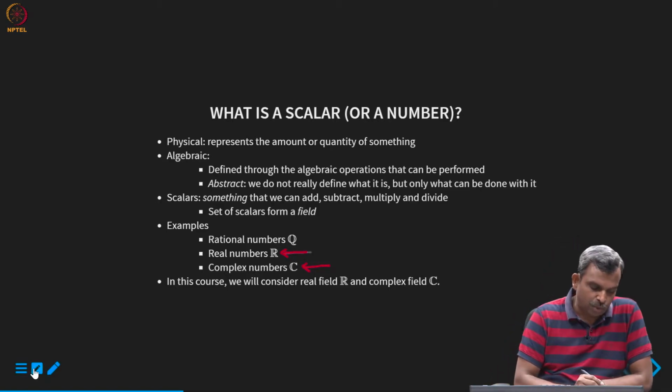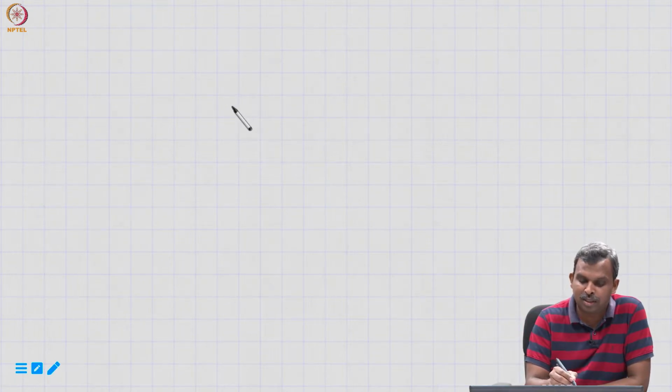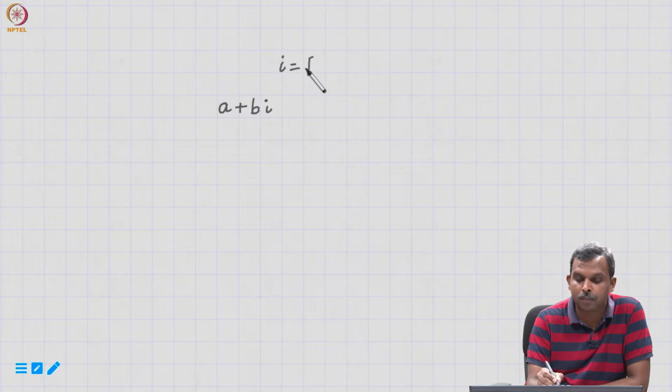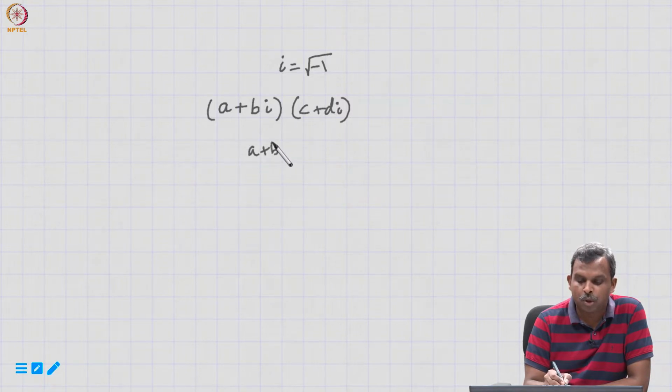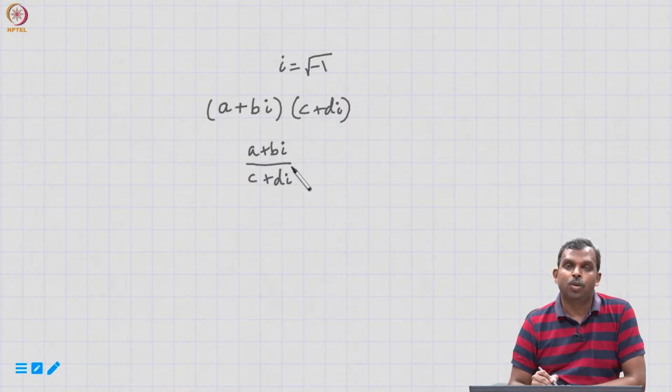Let me just quickly ask a few questions and assume that you have familiarity with it. For instance, let's deal with complex numbers. Typically we write complex numbers as a plus bi, where this i is the square root of minus 1. You know how to multiply complex numbers, right? a plus bi times c plus di. You know how to multiply these two, and you can also divide, right? So you know how to divide complex numbers.